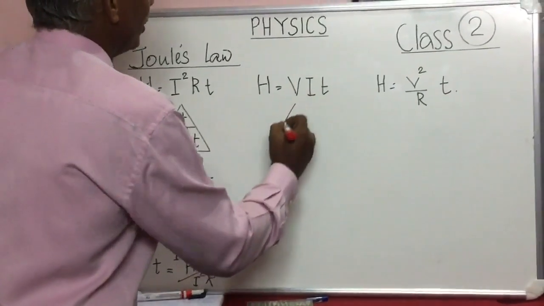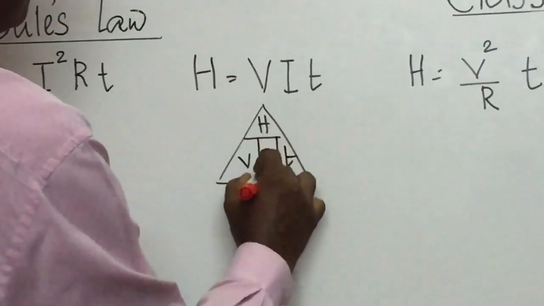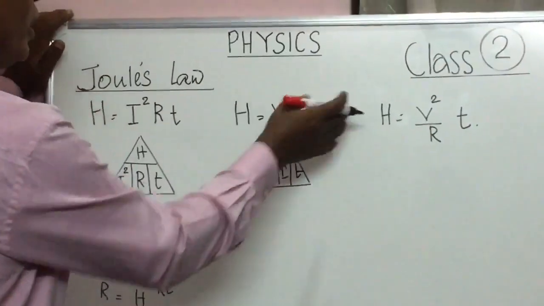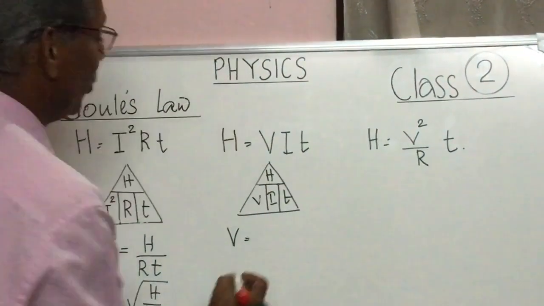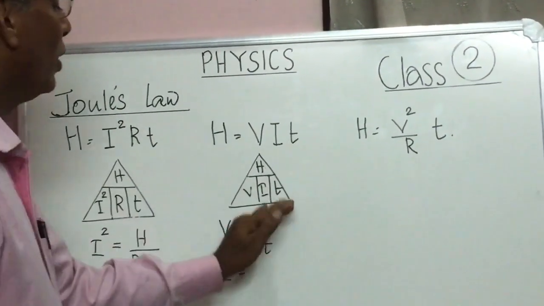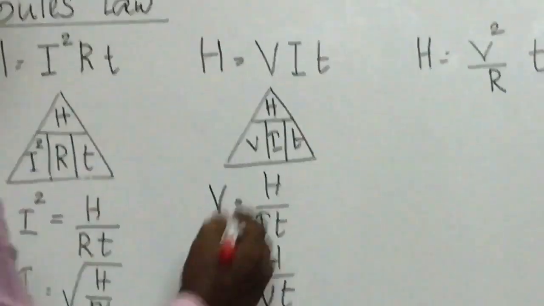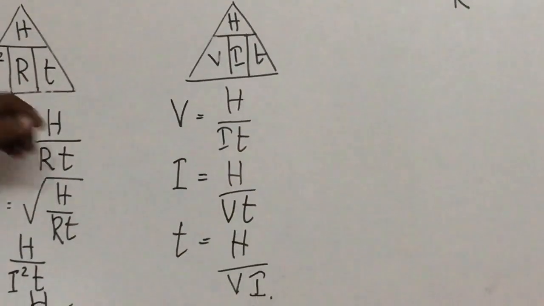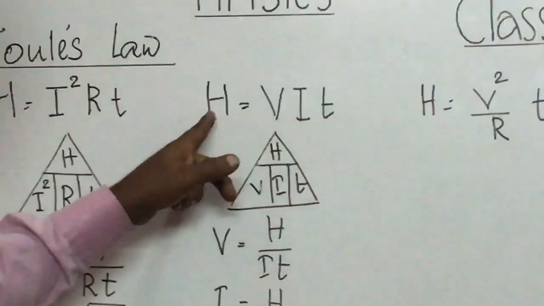Now comes the next magic triangle, of the next equation: H, V, I, T. Actually, I need not explain this, you will be writing the answer yourself. But I am writing H, V, I, T already. Now V is equal to, cover V, what do we get? H by IT. Now if we want I from this equation, cover I, we get H by V and T, so VT. And T is equal to H by VI. Obviously, V is in volt, I in ampere, T in second, H in joules.